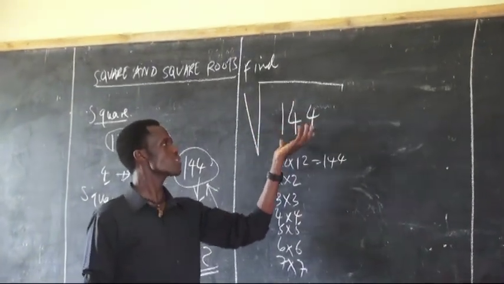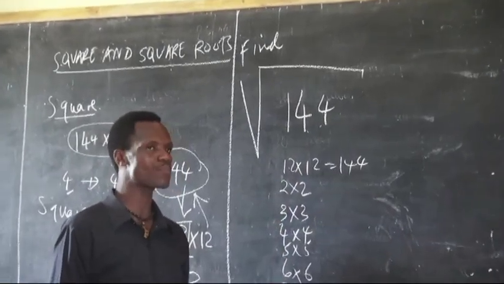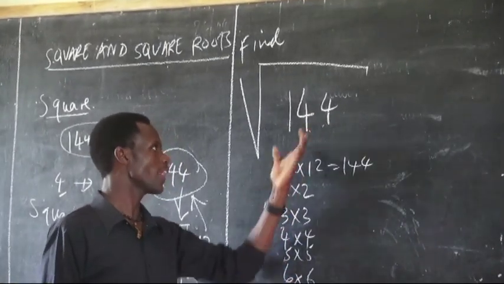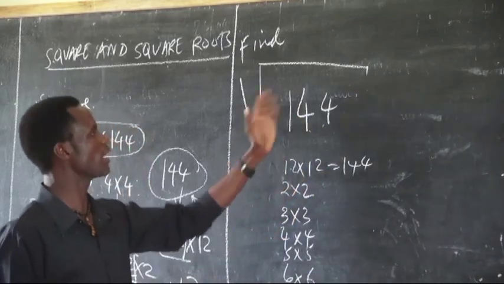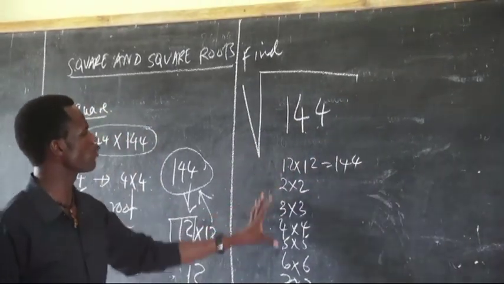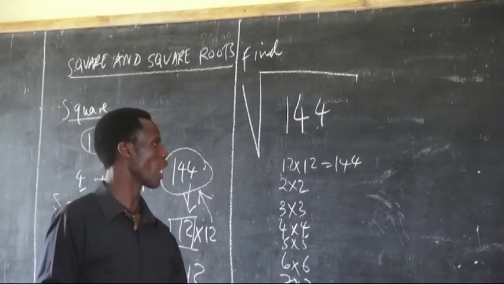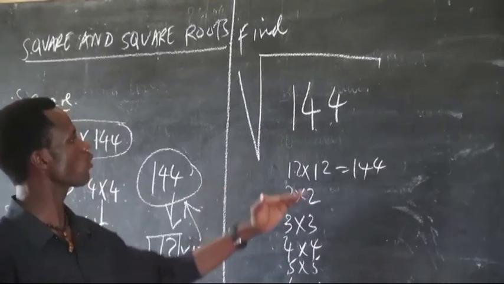But this will be so impossible for us because it will take much time to find out what we're talking about. Imagine for the big numbers, it will be so difficult for you just to find by using this formula. So we just have the principle on how to go about.